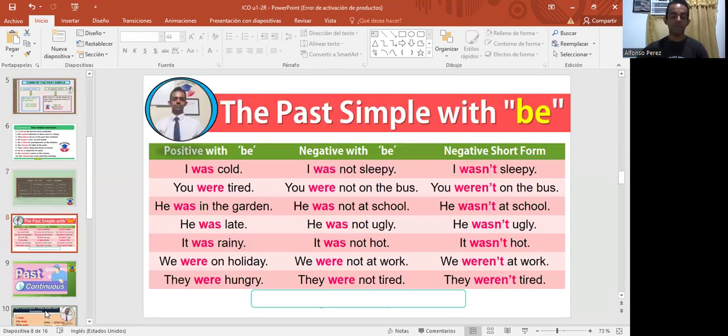Okay, here we have a summary. We have some sentences from the past. For the past simple, you only use the verb be, and you connect the subject with a quality, a place, a condition.